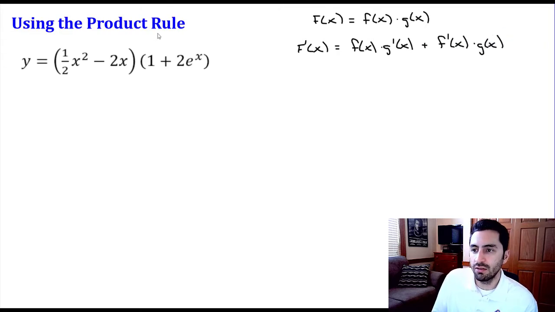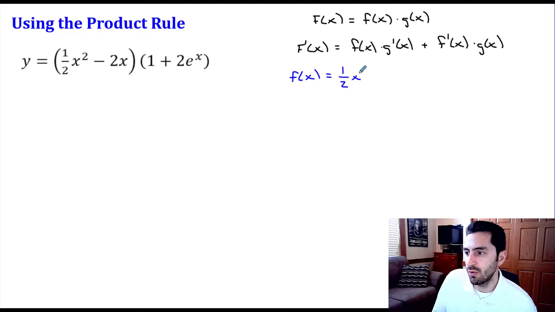And taking a look at the equation we're given, we have these two expressions that are separated in groups of parentheses. So what we can do is let f of x equal that first expression. So f of x is going to equal 1/2 x squared minus 2x. And then let's do the same thing. Let g of x be that second expression. So 1 plus 2 e to the x.